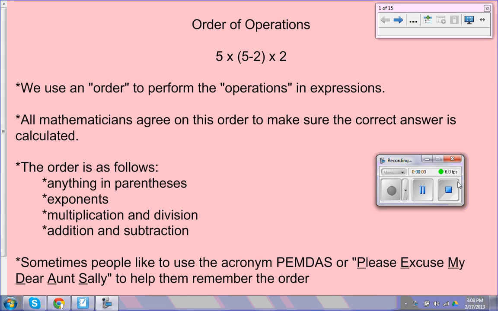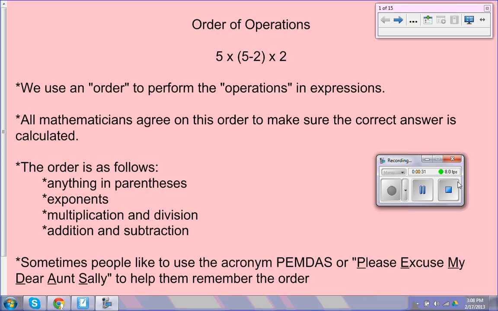Let's solve an expression using order of operations. On the pretest, you were asked to do 5 times, parentheses 5 minus 2, times 2. And depending on what order you perform those calculations, you could get a couple different answers. So we use a specific order to perform the operation in expressions. All mathematicians agree on this order to make sure the correct answer is always calculated.